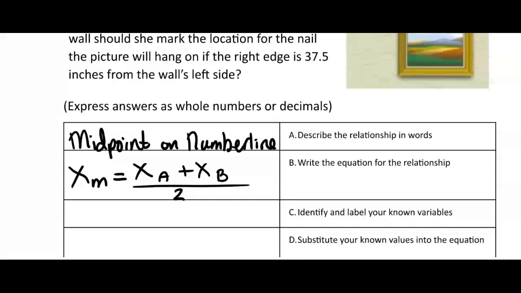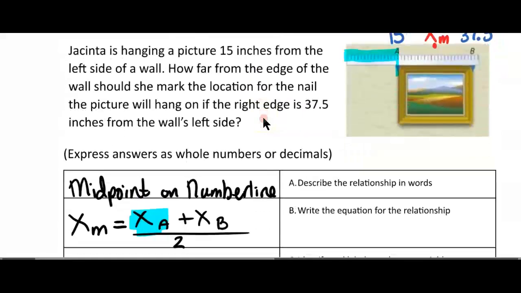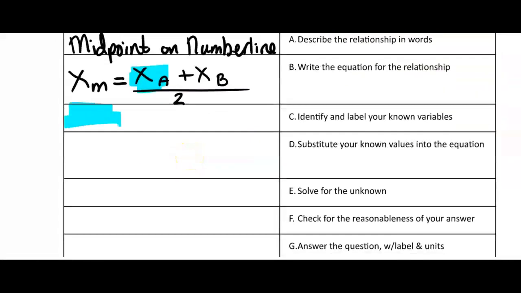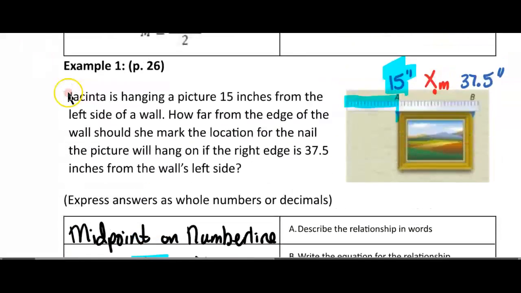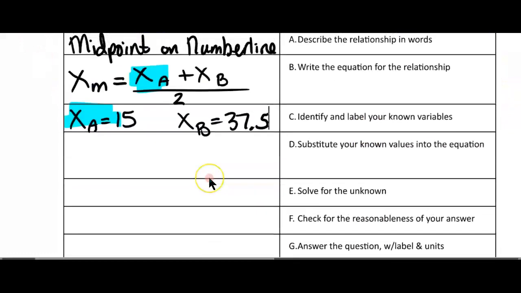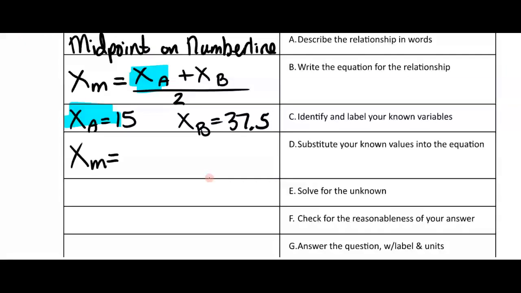So let's label things. I don't know my midpoint. I want to find it. What is the x-coordinate of my A point up here? 15. So x sub A equals 15. And what is the x-coordinate of my B point? 37.5. Okay, so I combine this with my previous step. My x-coordinate of my midpoint is equal to my 15, the x-coordinate of A point, plus 37.5, the x-coordinate of my B point, divided by 2.